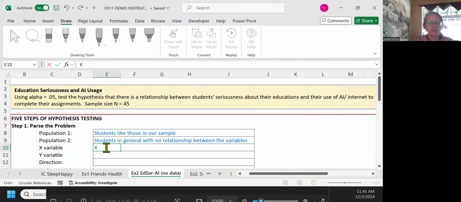So let's name the variables. I'm going to name the first variable listed as X. So X is student seriousness about education. And I'm going to name the Y variable use of AI or internet to complete assignments. Whoa, little typos here.